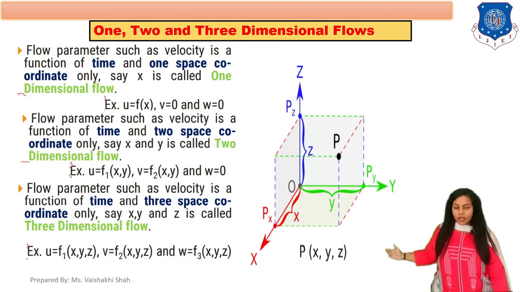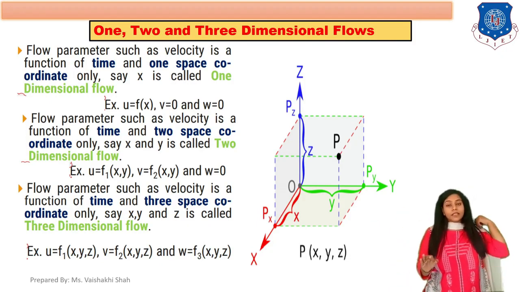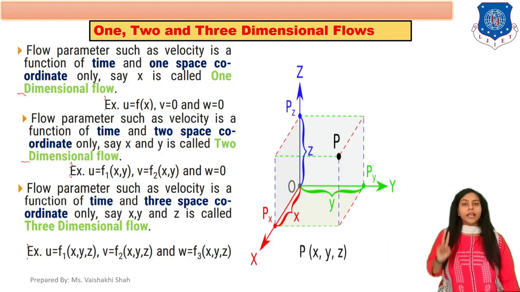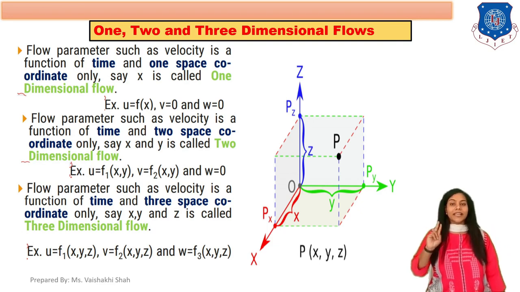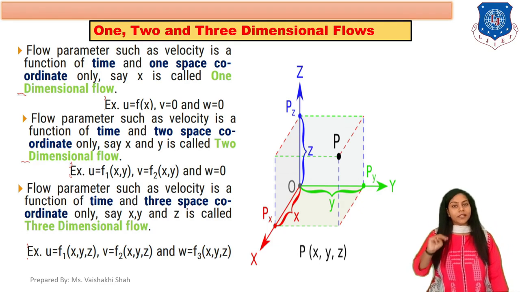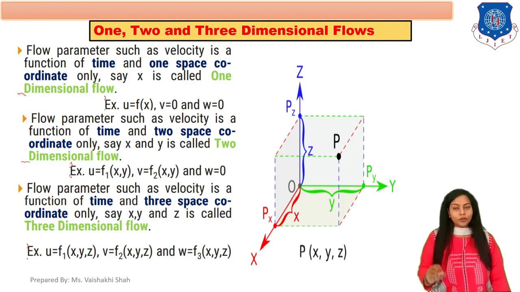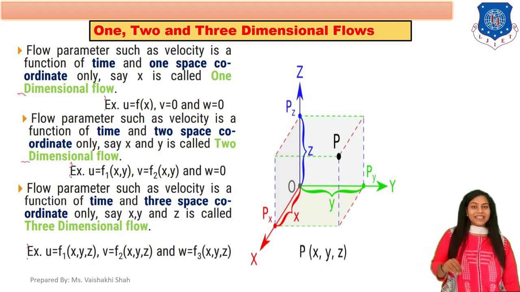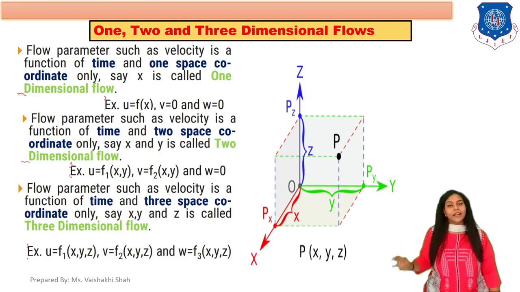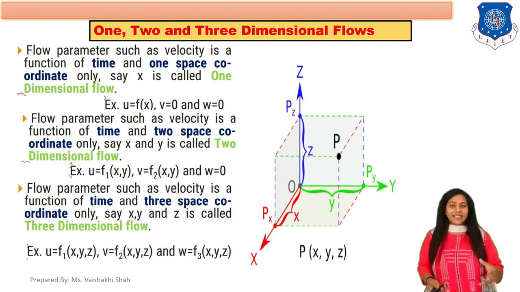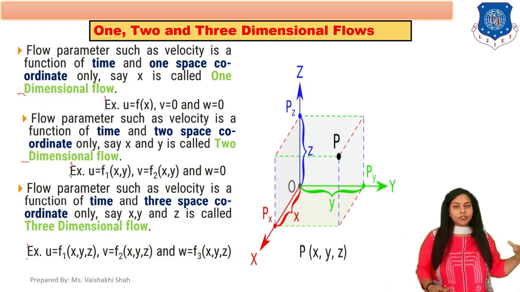Clear? Remember that the velocity component in the x direction is u, in the y direction is v, and in the z direction is w. Small u, small v and small w are the components of velocity in x, y and z directions. We will use these velocity components and this notation in our whole chapter. So remember this.